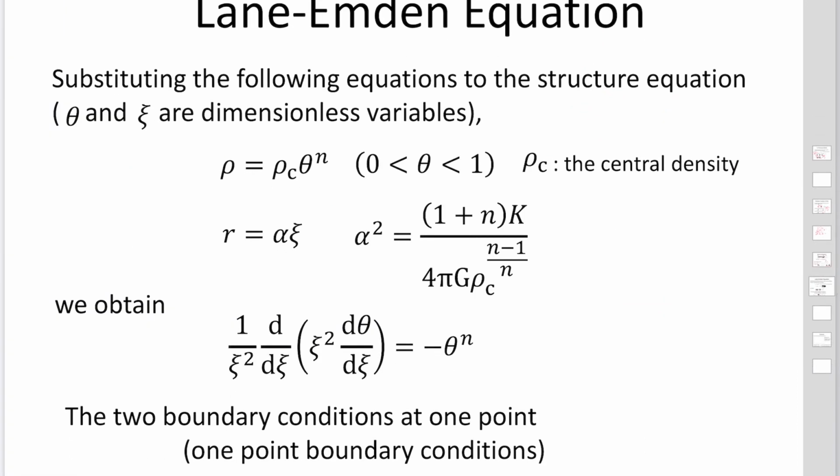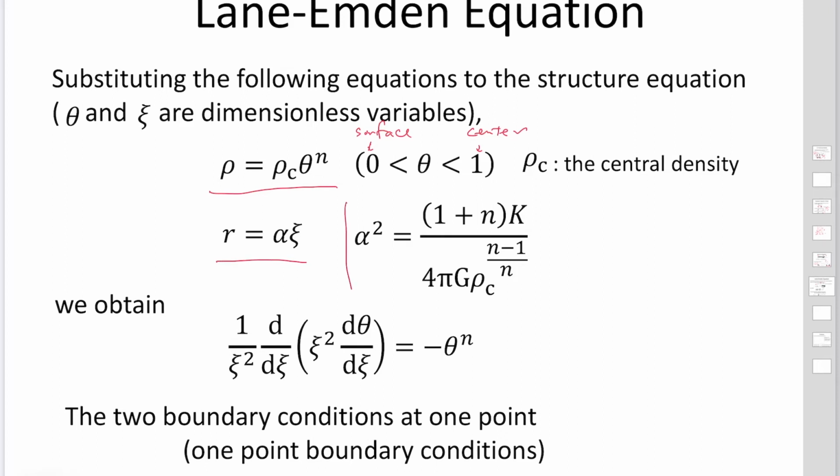So substituting the following equation into the structure equation, theta and g are dimensionless variables. So rho is expressed as rho sub c theta to the n. And theta is changing from 0 to 1. The 0 corresponds to the surface, because if you substitute theta equals 0, it becomes rho equals 0. Theta equals 1 corresponds to the center, because density is equal to the central density rho sub c. And r is expressed as alpha times g.